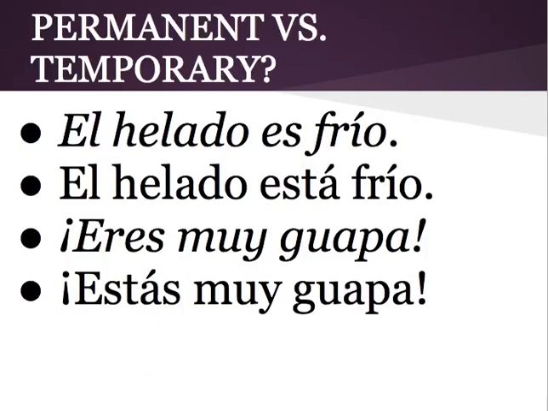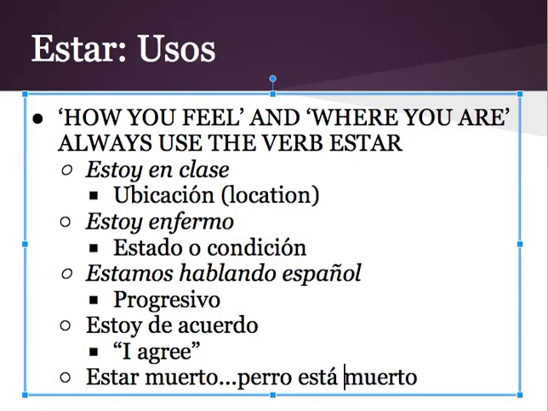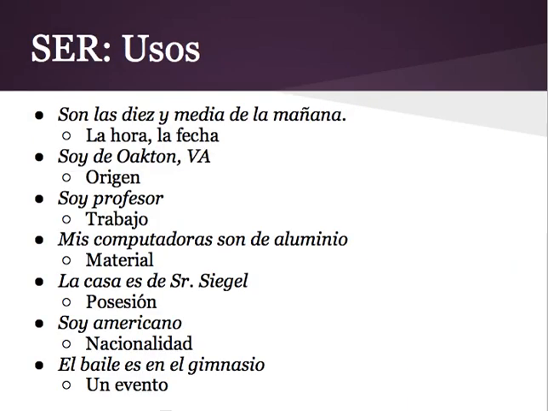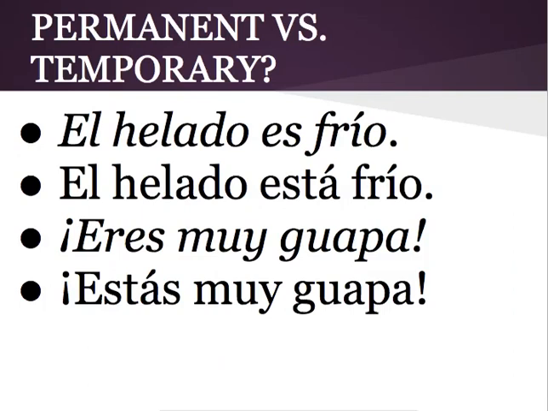So for example, one of the uses of estar, if you want to say that something or someone is dead, it's estar muerto, right? So sadly, I have an old dog, a dog that I had growing up. I could say el perro está muerto, right? Again, that kind of disproves the whole permanent and temporary thing, okay? Think about it this way. Ser is what we use to talk about general description, right? About someone's general being. And estar is what we use to talk about feelings, emotions, and how things appear.